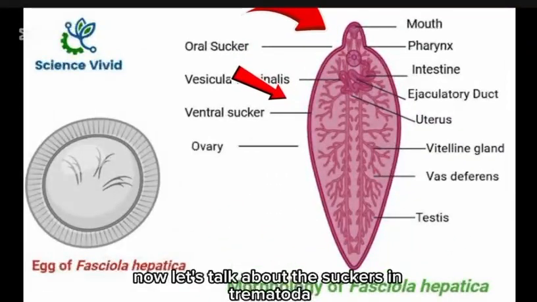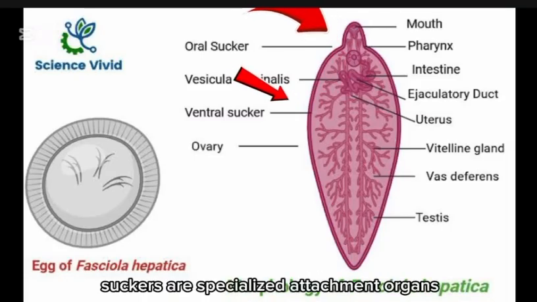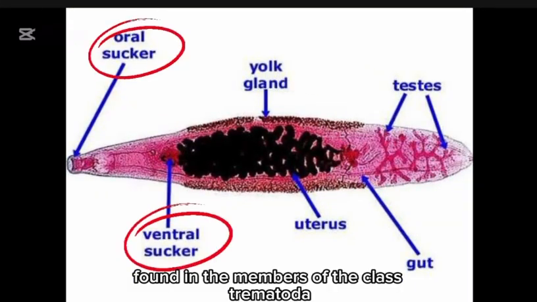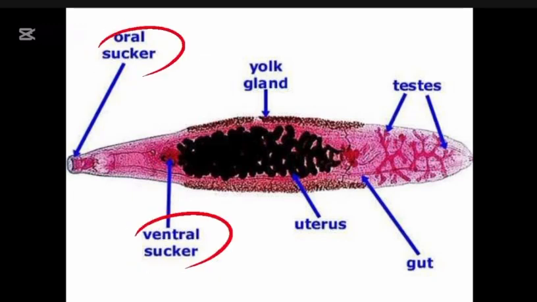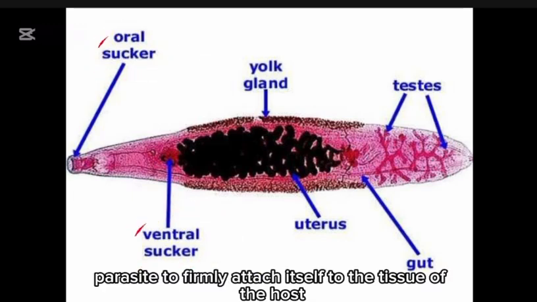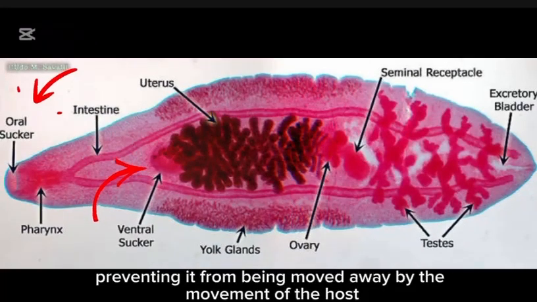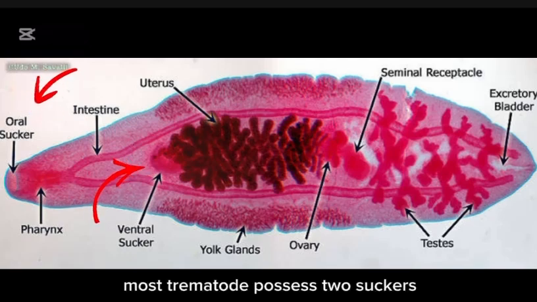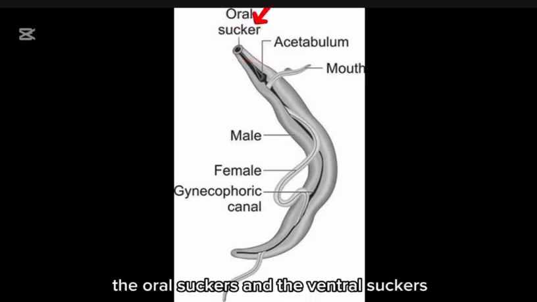Now, let's talk about the cercus in Trematoda. Cercus are specialized attachment organs found in the members of the class Trematoda, that's the Flukes. They enable the parasite to firmly attach itself to the tissue of the host, preventing it from being moved away by the movement of the host or flow of body fluids. Most trematodes possess two cercus, the oral cercus and the ventral cercus.